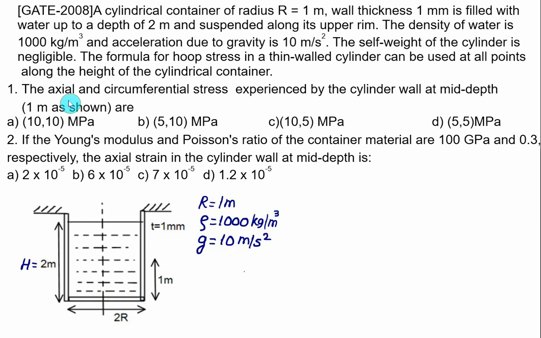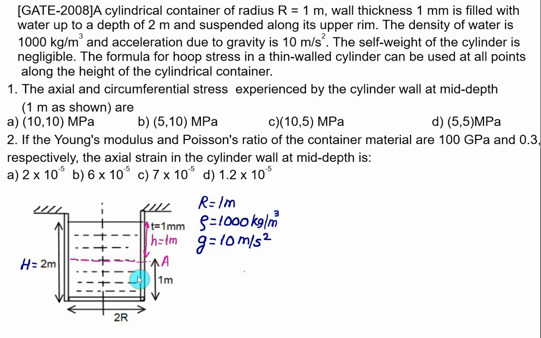In the first part, you have to calculate the axial and the circumferential stress experienced by the cylinder wall at the mid depth. That is, at this point you have to find out what is the axial and the circumferential stress. So let's mark here this depth first. This depth will be represented by point A. Since here the total height is equal to 2 meter, this depth will be equal to 2 minus 1, that will be equal to h equal to 1 meter.